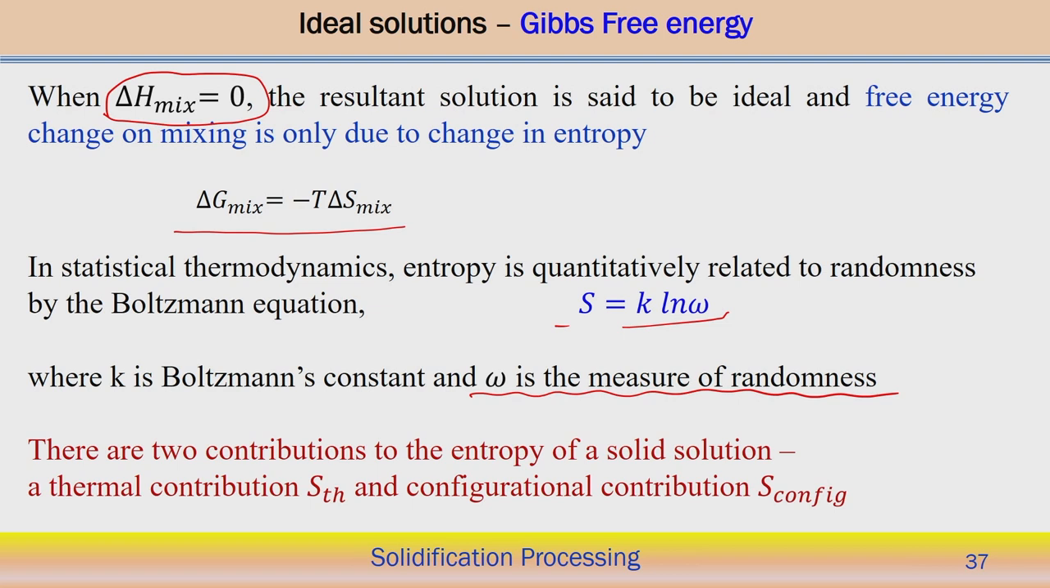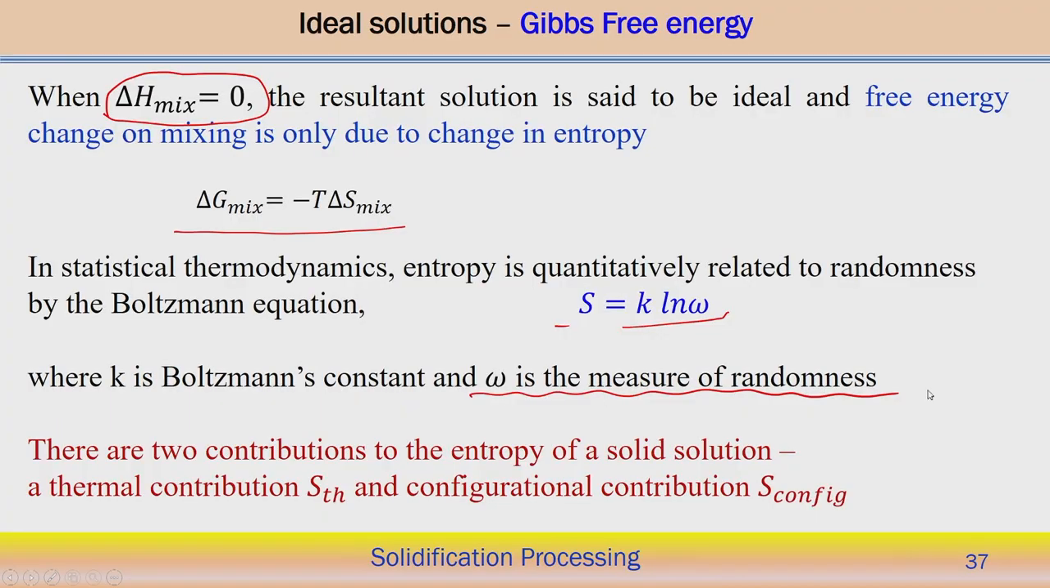So, entropy, we can say that entropy is a measure of the randomness, but we can further consider the entropy in two different components. One is the thermal contribution, and the second part is the configurational contribution.